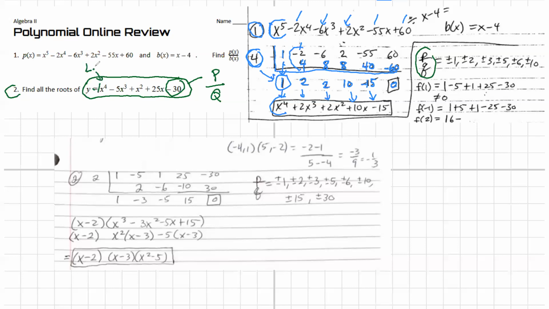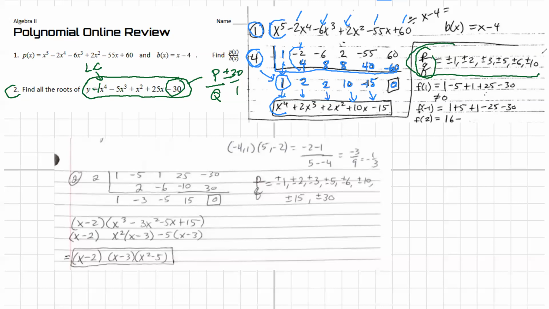Our leading coefficient here is 1. So we want all the factors of 30 on top and all the factors of 1 on the bottom. And we're going to put plus and minus of these, right? That's our p over q. So I put it way over here. You don't have to put it way over here. But our p over q is, and this box is in my way. Let me move it out of the way.